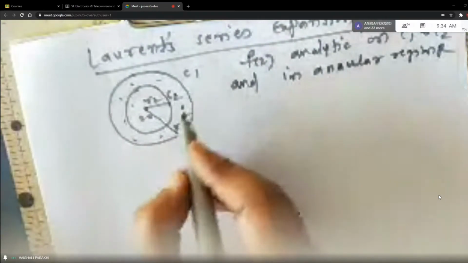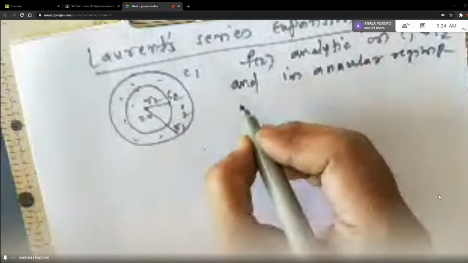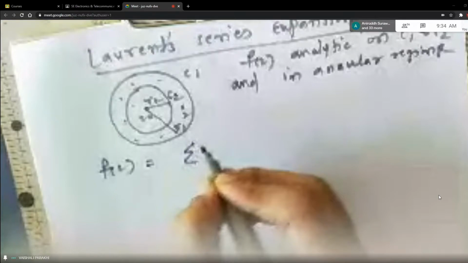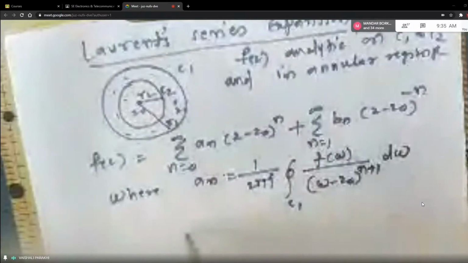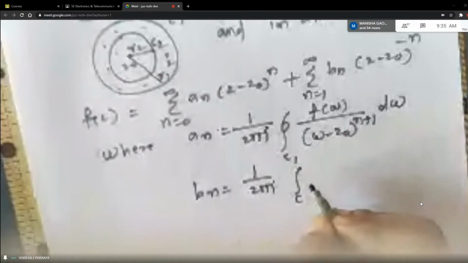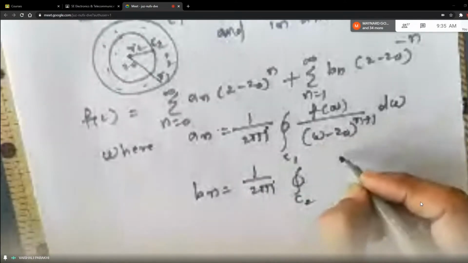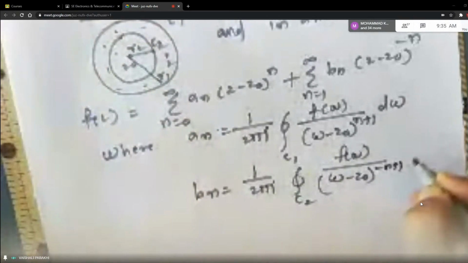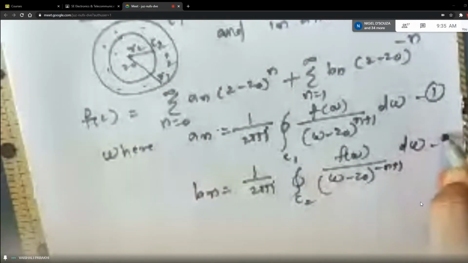Then f of z is equal to the summation of a n z minus z naught raised to n plus the summation of b n z minus z naught raised to minus n, where a n is equal to 1 upon 2 pi i integral over the curve C1 of f of omega upon omega minus z naught raised to n plus 1 d omega, and b n is equal to 1 upon 2 pi i integral over the curve C2 of f of omega into omega minus z naught raised to minus n plus 1 d omega. This is the first formula and this is the second formula.